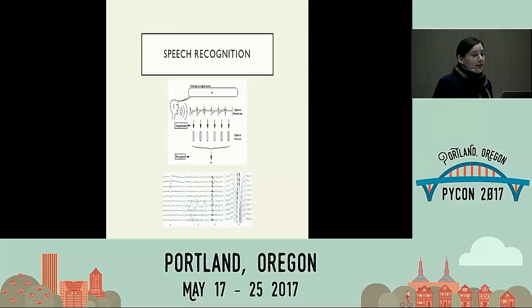There's also speech recognition, right? That's another area. When you're thinking about how do computers figure out what you're saying or what you're going to say, that's a time series problem in another way, right? You could argue that a lot of natural language processing is a time series problem. That's one way to think about it.